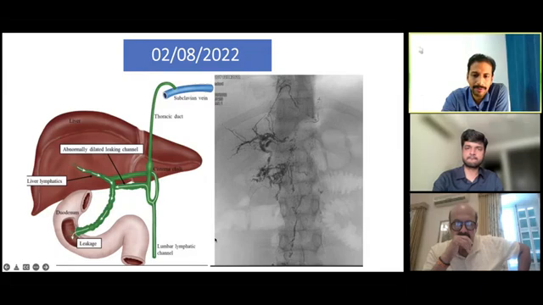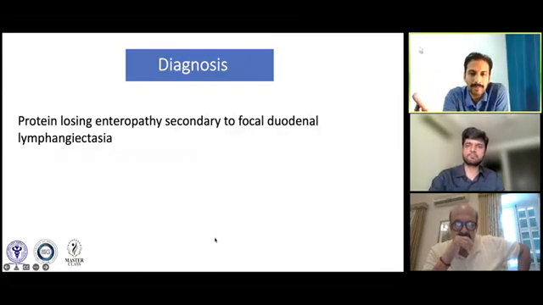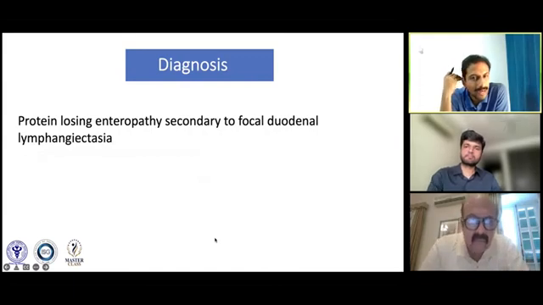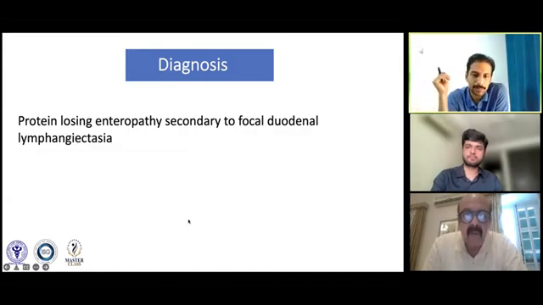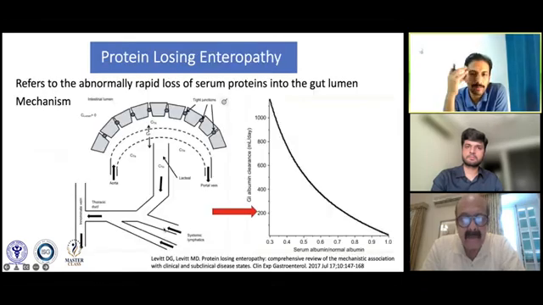So the diagnosis here would be protein losing enteropathy, based on the clinical picture, and it is probably secondary to focal duodenal lymphangiectasia. We can see dilated lymph channels in the area of the duodenum, and that must be the cause of protein losing enteropathy. So the diagnosis here would be protein losing enteropathy due to lymphangiectasia. Over to Samagra, please.